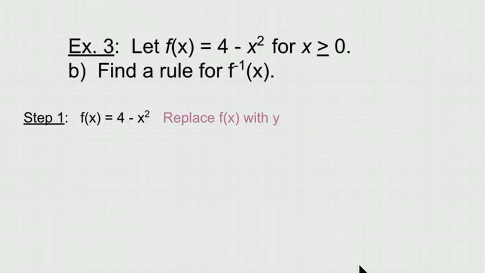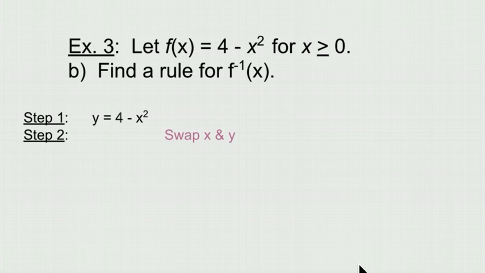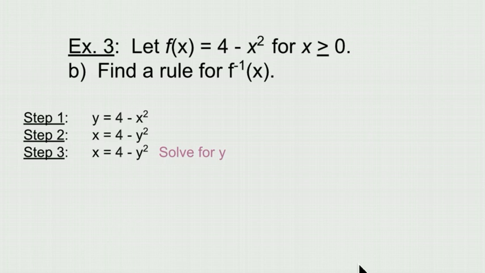Just like we did in the other example, we're going to start by replacing f of x with y. So we'll have y equals 4 minus x squared. Next, we swap x and y to get x equals 4 minus y squared. Now I'm going to solve for y. And I'm going to start doing that by subtracting 4 from each side of the equation to get x minus 4 equals negative y squared.